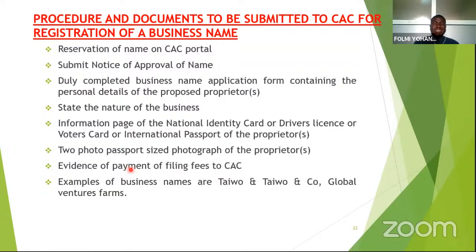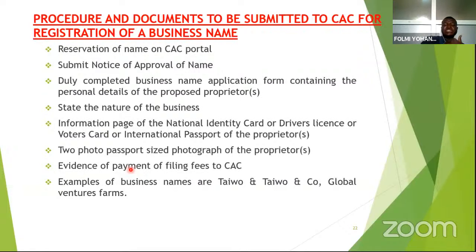If there is no mistake, anything, they will not query it, they will just approve it. Then you are good to go. So they will issue a certificate that your business has been registered as a business name with the Corporate Affairs Commission. They issue a registration number and everything. Then you are good to go.